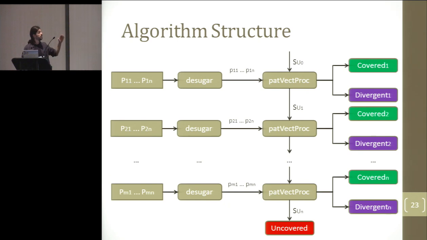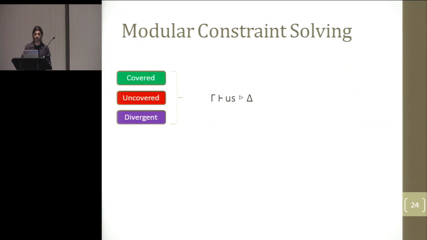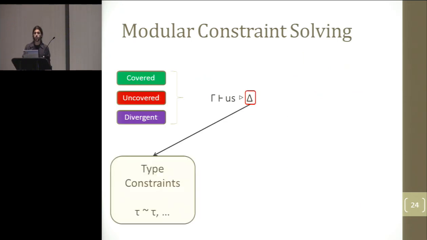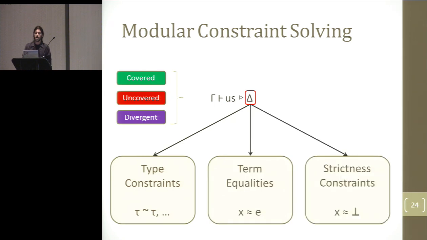Now, all these covered, divergent, and uncovered sets abstract over sets of values, but they are too relaxed. So, in order to be more precise, after this, we want to filter them out, to make them smaller, by checking delta for non-satisfiable constraints. And since we have 3 different types of constraints, we can rely on 3 different solvers, which is highly modular.